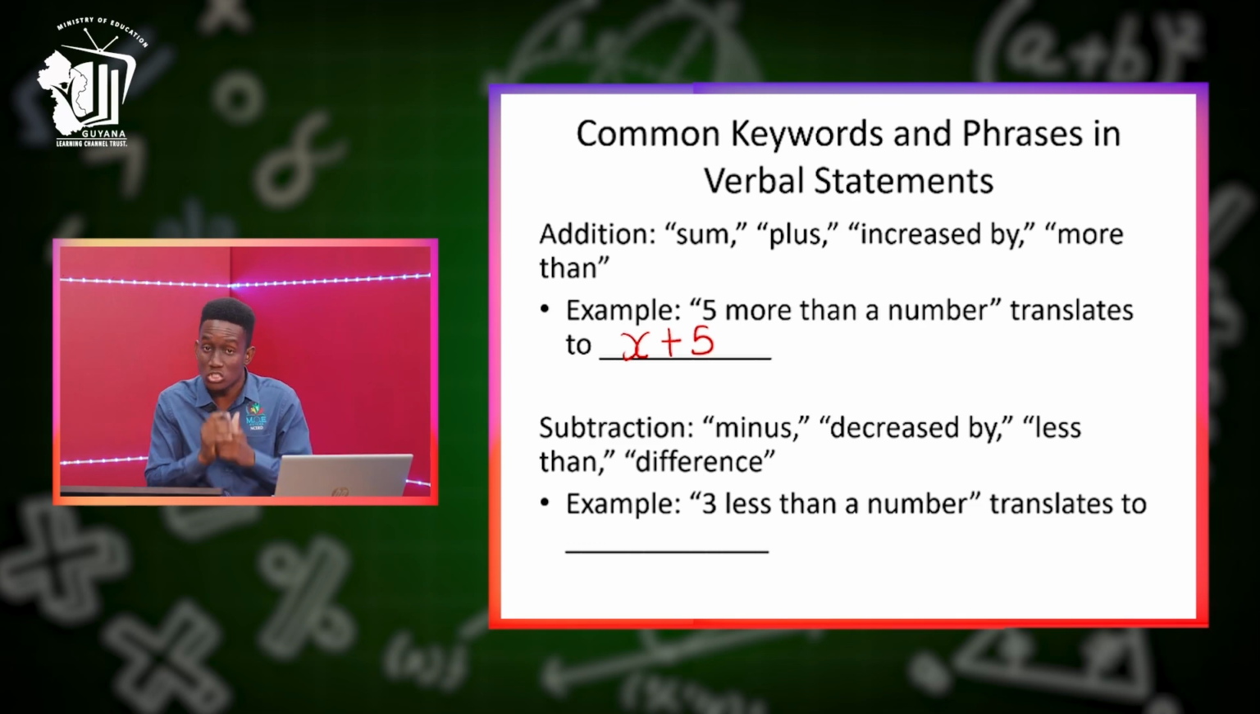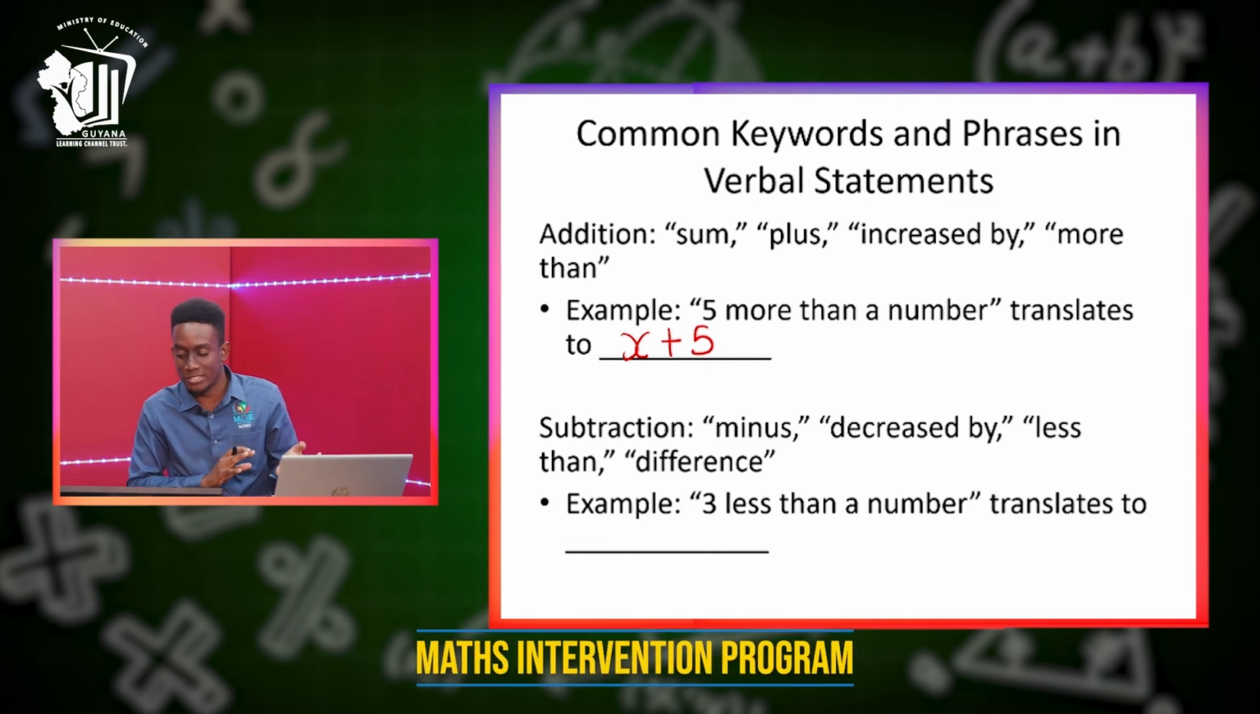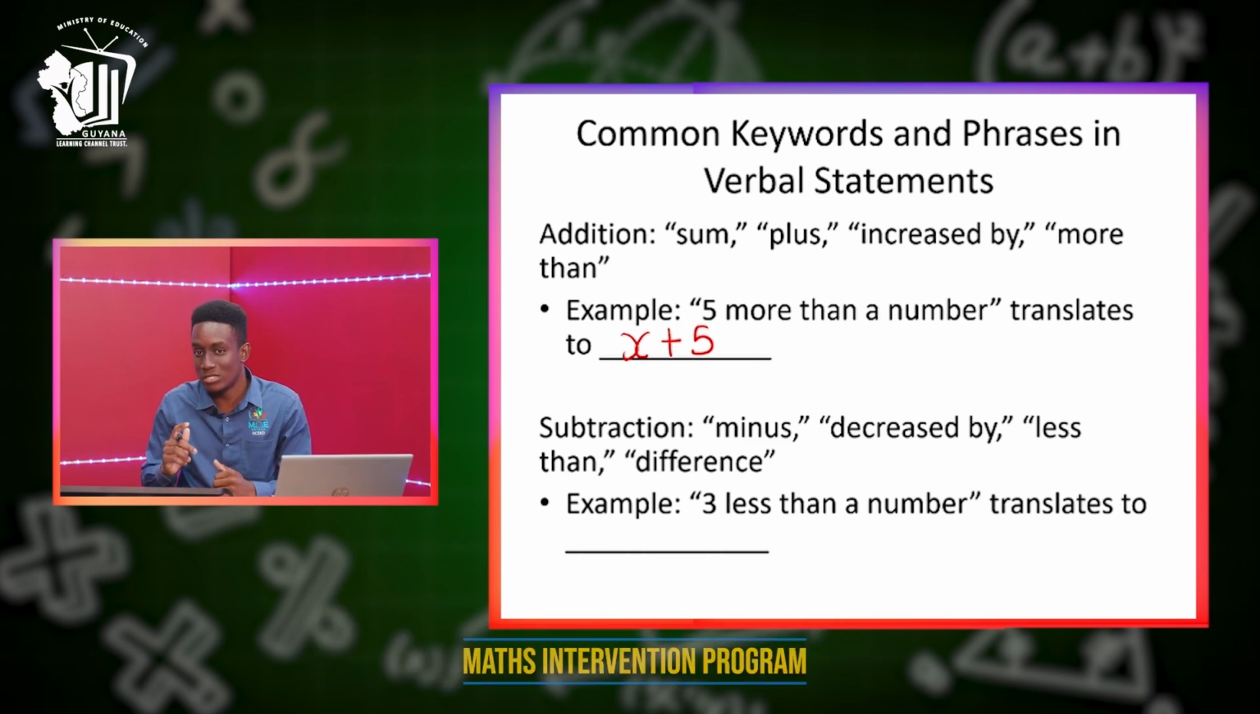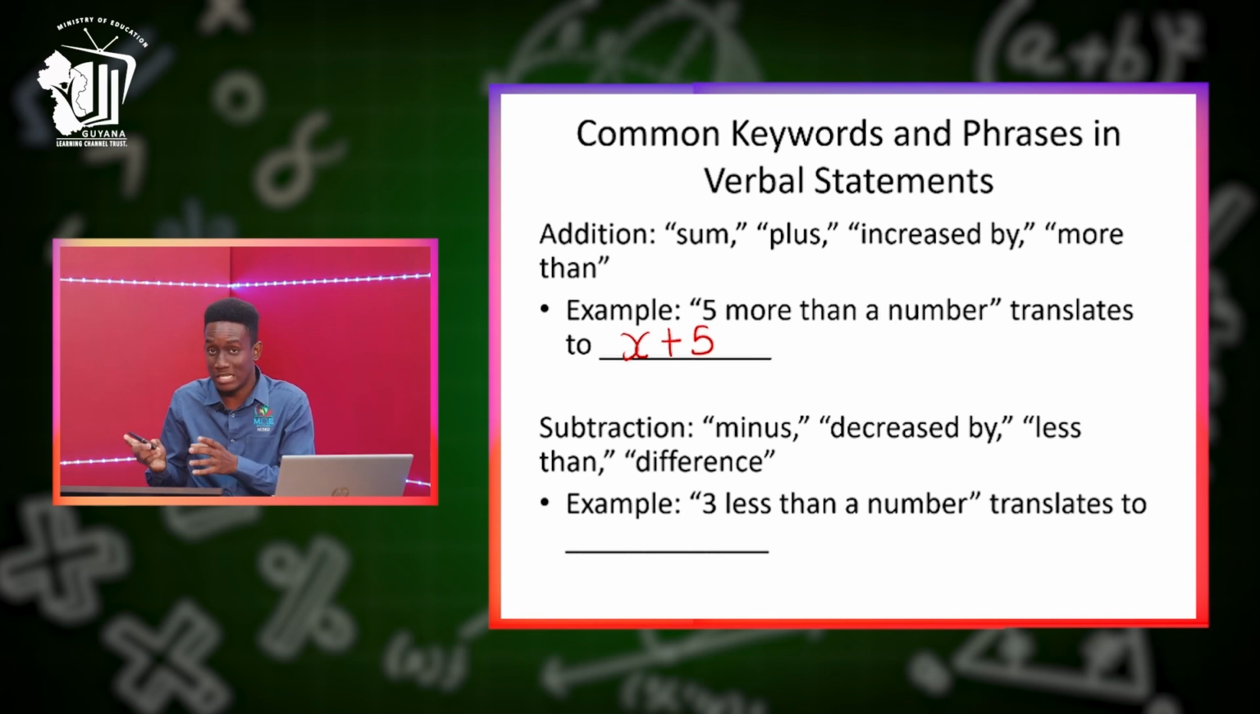And the next one, subtraction. Subtraction will be described using words such as minus, decreased by, less than, difference, and so on. In this example, 3 less than a number. Once again, we don't know what that number is, so we'll use a variable to represent the unknown. So 3 less than a number would be y subtract 3.